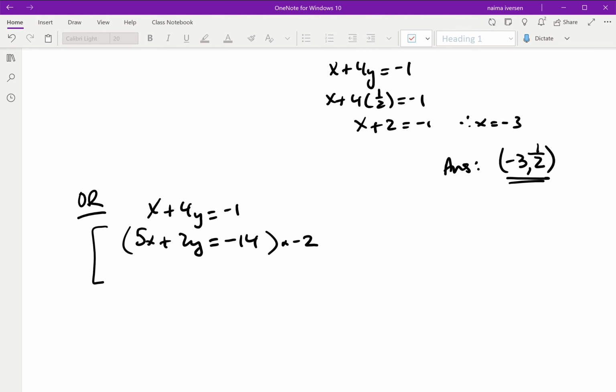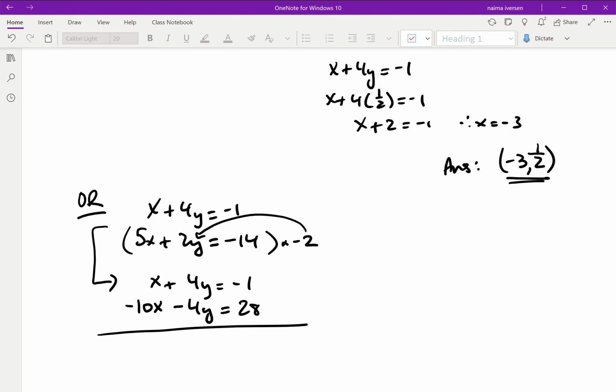Let's see what happens. I've got x plus 4y is equal to negative 1. I've got negative 10x minus 4y, so negative 2 times positive 2, is equal to positive 28. And in this case, because the signs are opposite, if I add the two equations, positive 1x plus negative 10x is negative 9x. Positive 4y plus negative 4y disappears or eliminates, and negative 1 plus 28 is going to be positive 27.